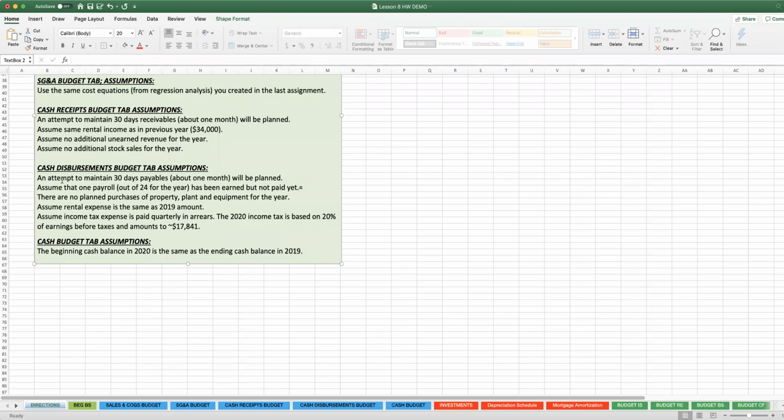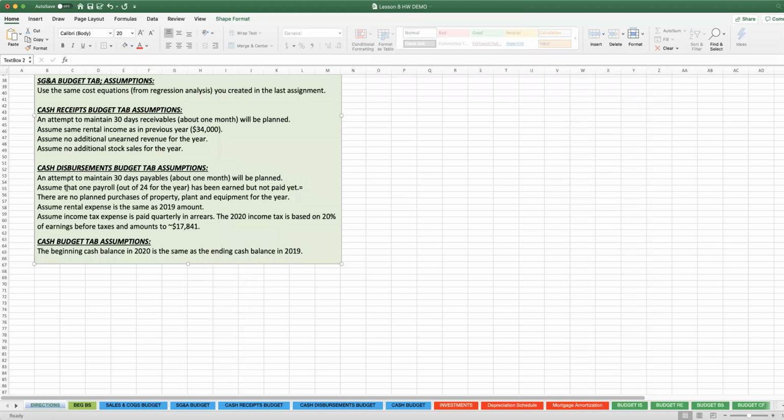So for the disbursements, here's your assumptions. We're going to attempt to maintain 30 days in payables. So we're going to try to abide by the terms and conditions that we have for making our payables on time, right? Generally you get 30 days to pay your bills, especially if you have credit terms. So we'll estimate about a month of payables due at any point in time.